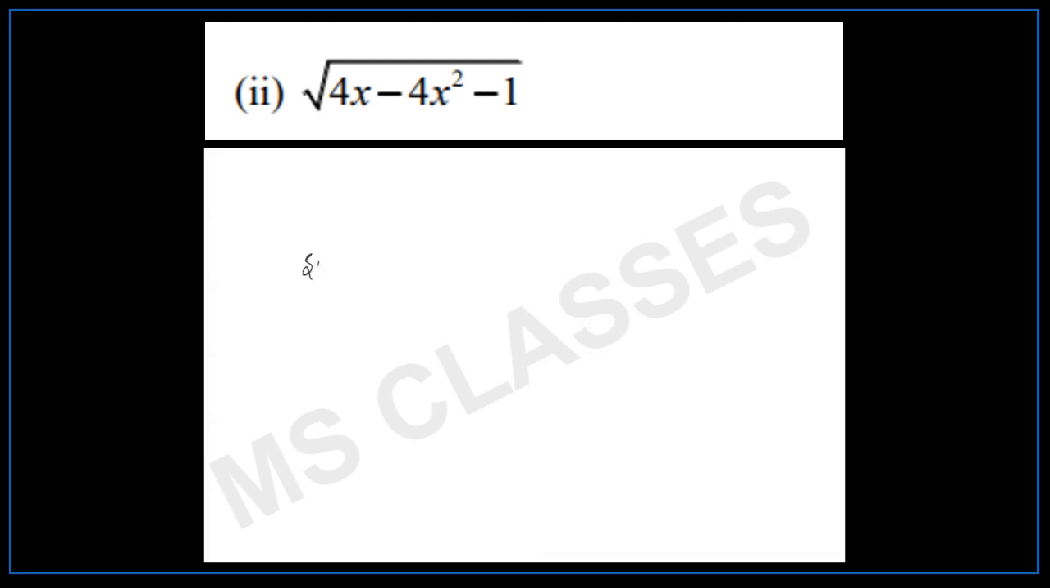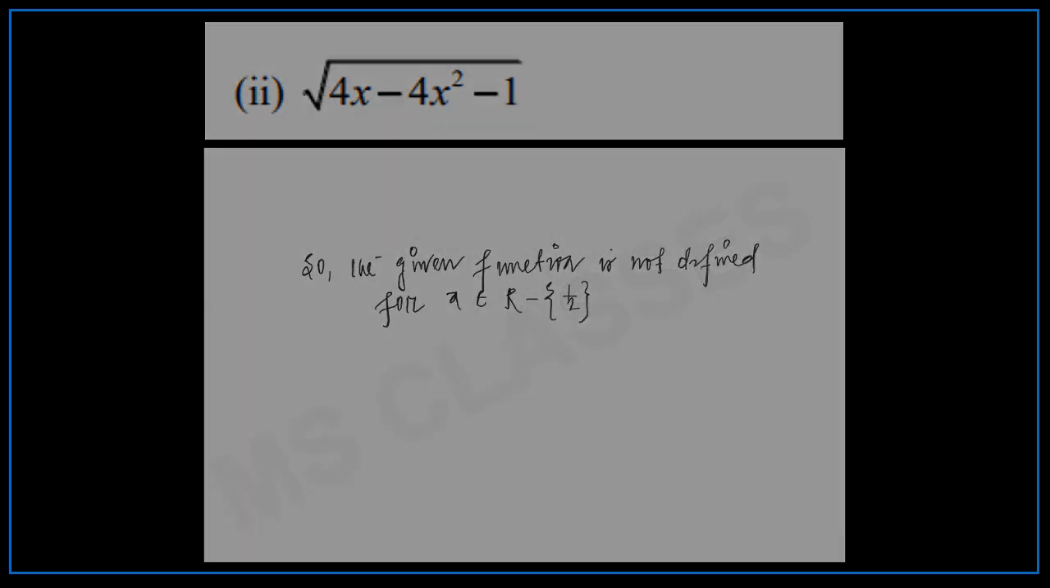So the given function is not defined for x belongs to R minus the set containing 1/2.